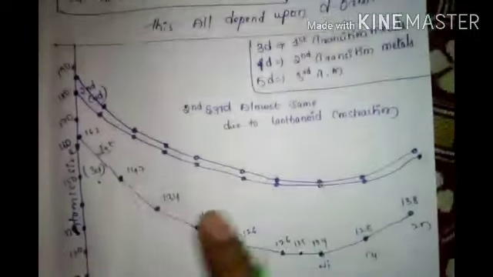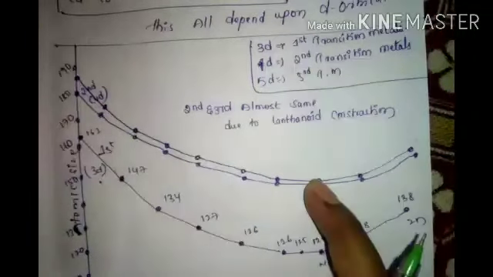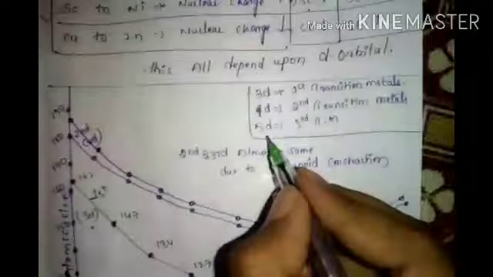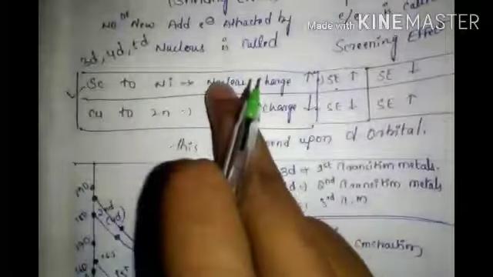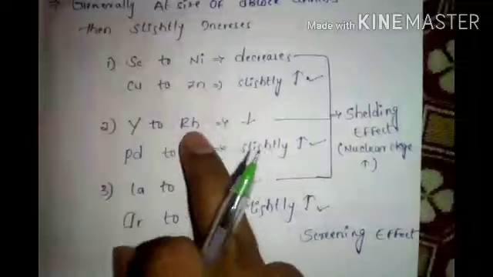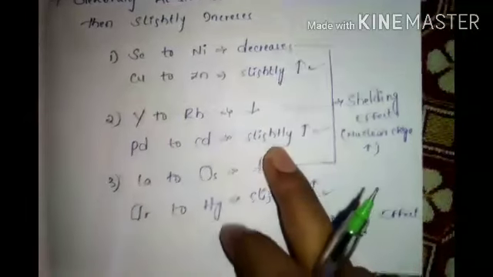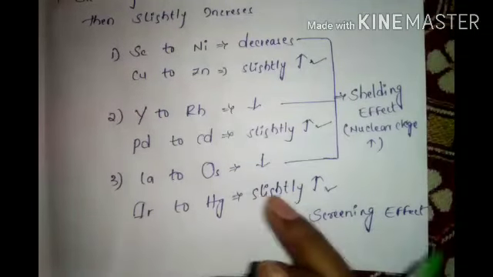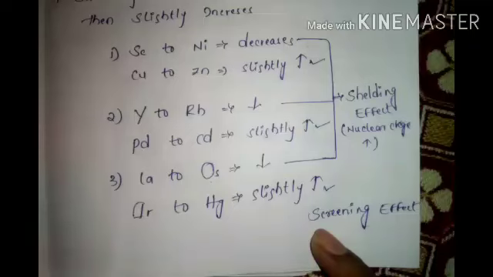But the important thing is, atomic radius from the start to the midway decreases, then after it increases. All of 3D, 4D, 5D series follow the same way. Reasons also I told. Scandium to nickel nuclear charge increases, scandium to nickel decreases, copper to zinc slightly increases, yttrium to rhodium decreases, palladium to cadmium slightly increases, lanthanum to osmium decreases, iridium to mercury slightly increases due to shielding effect, due to screening effect.